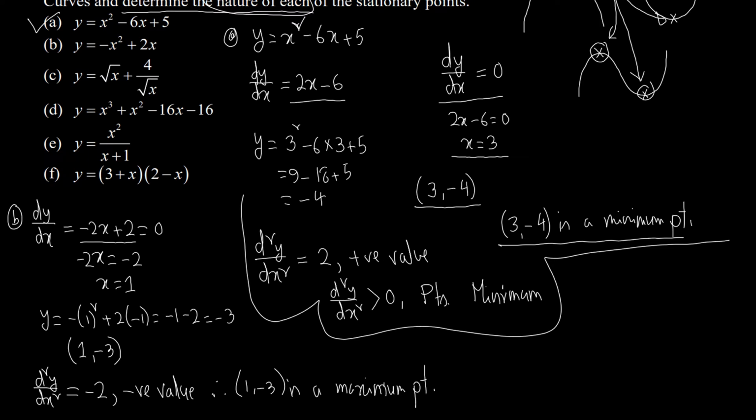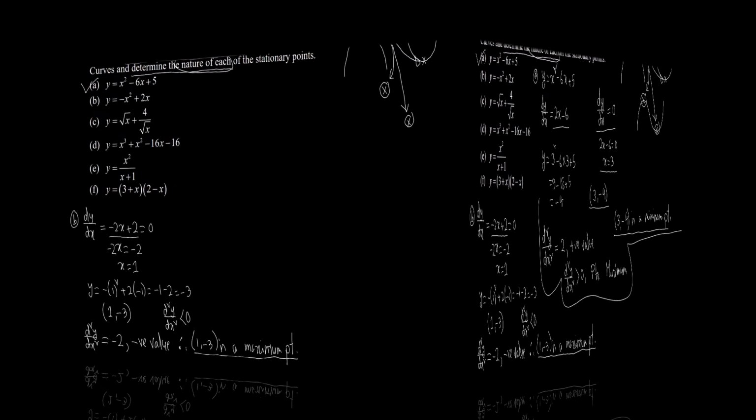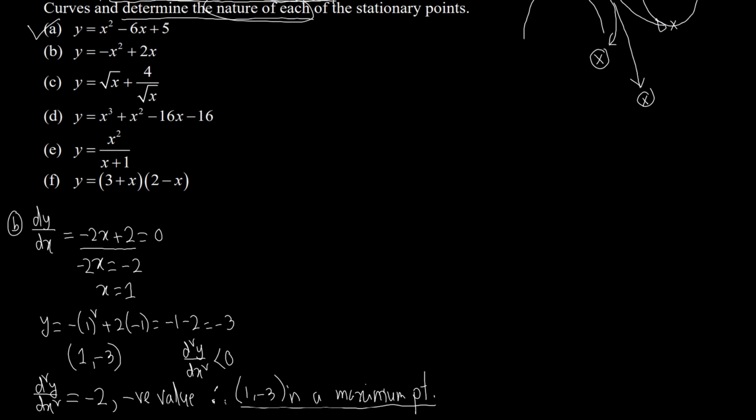So this is our total working. We can also write d square y by dx square. If we get a value less than 0, negative, then this is the condition, and we can say this point is a maximum point. Next we consider question number D, another quadratic with two points.